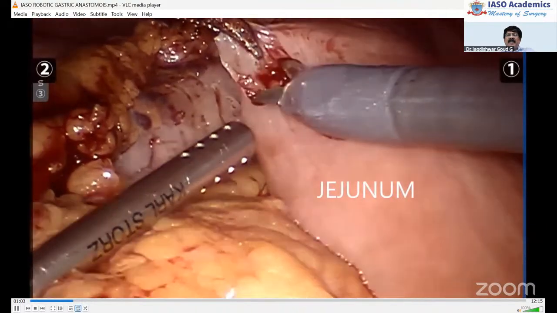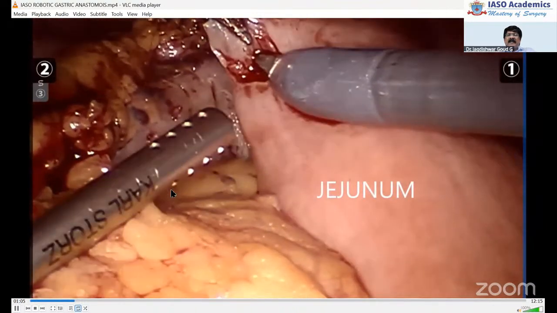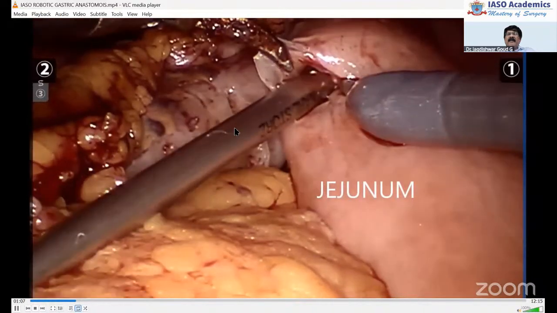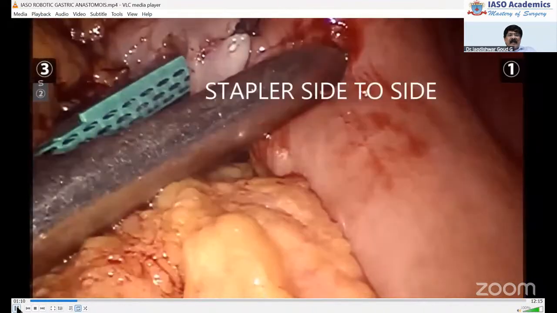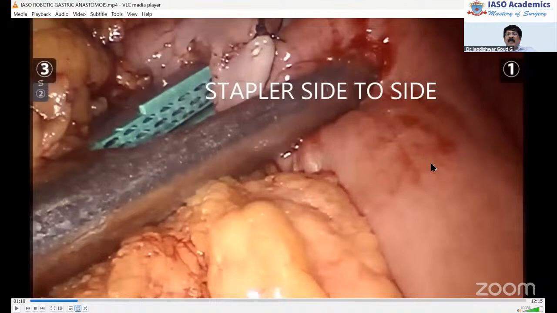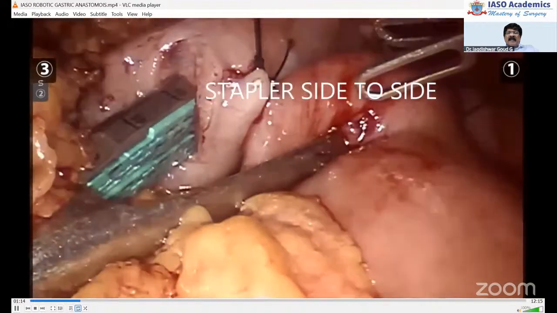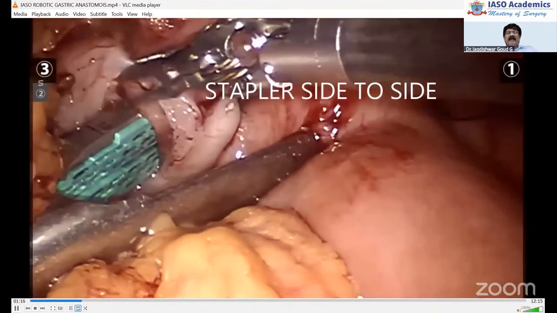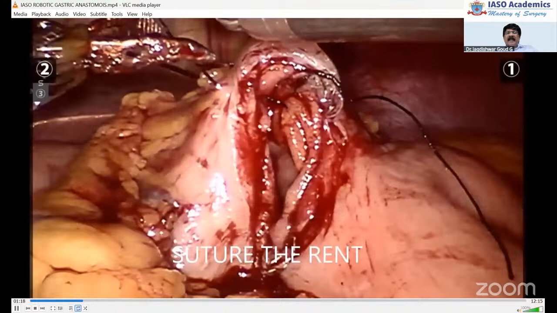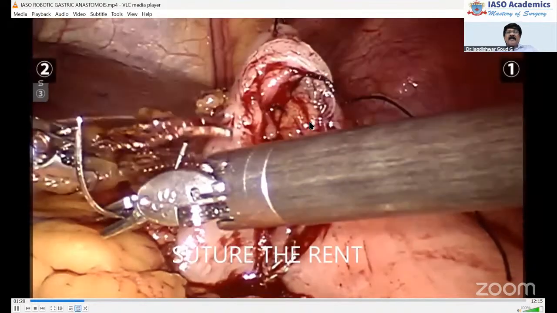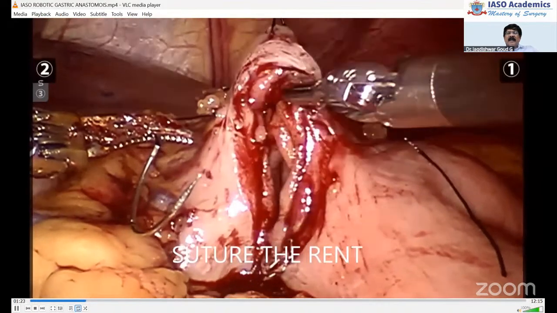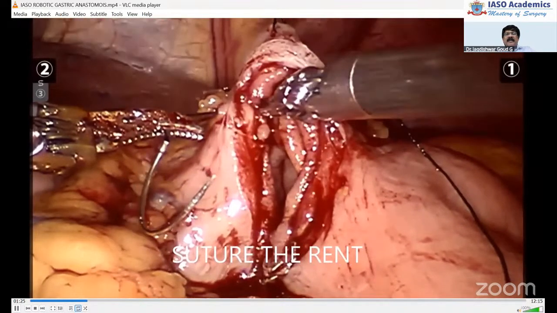A small incision is given. A stitch is placed to bring the small bowel. You can see the small bowel here and the stomach here, and then a side to side incision is given and a stapler is inserted. Earlier days, it doesn't matter whether it is a Signia or the manual, but robotic definitely has an advantage. Once the side to side anastomosis is done, we can close the rent with the sutures, a small rent.